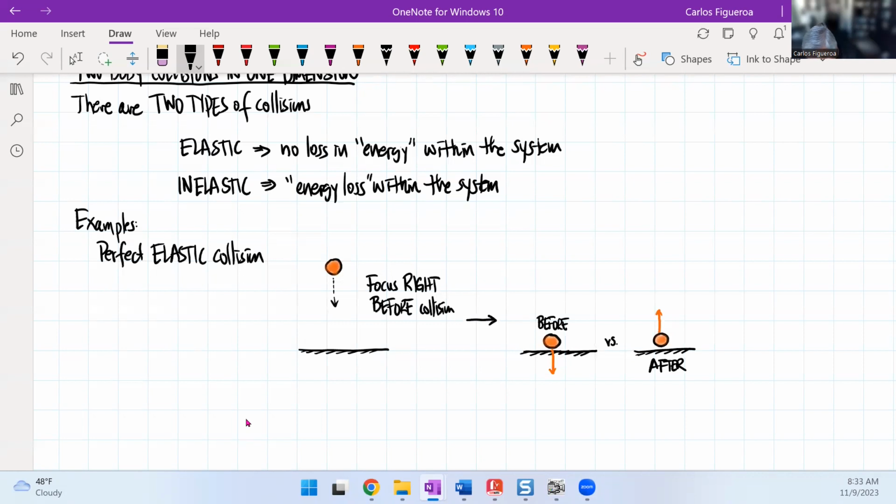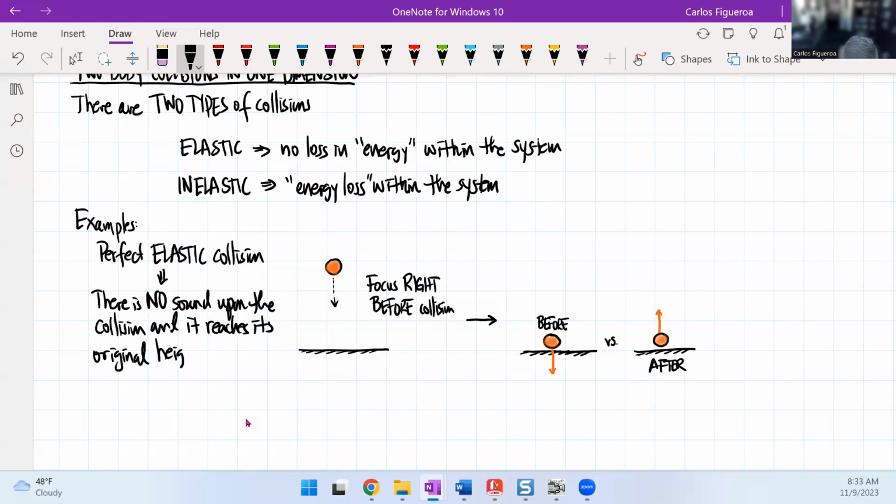So now I have a collision. So what do I mean by a perfect elastic collision? It tells me that there is no sound upon the collision, and it reaches its original height. So when I look at this, remember, this is the most important picture right here.